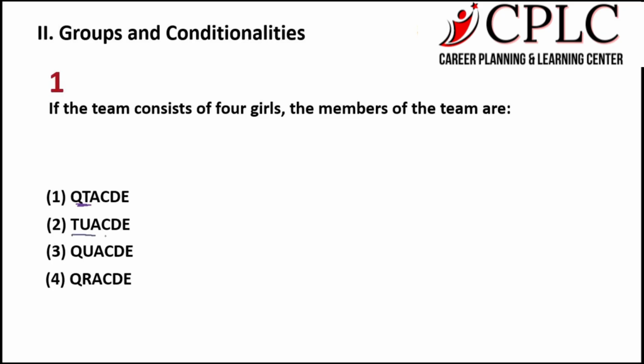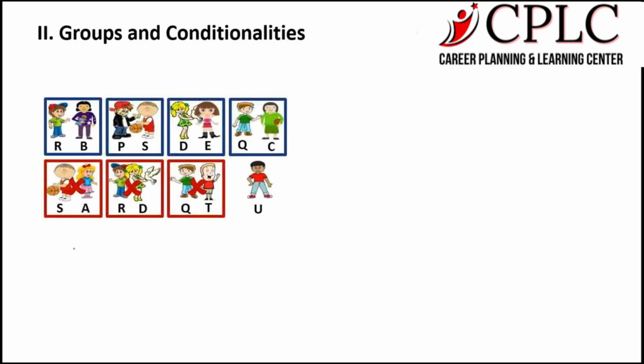So second answer option, why is it eliminated? I can see that C is there, but Q is not there. So basically that is why it is eliminated. Fourth answer option, R and B have to be together. So R is there, B is not there. So that is also eliminated. So answer has to be answer option 3 as far as this is concerned.